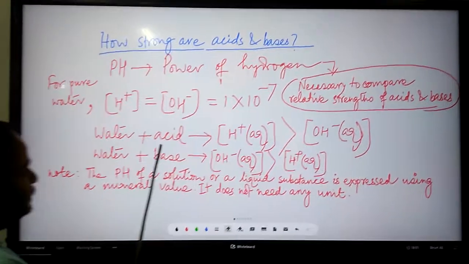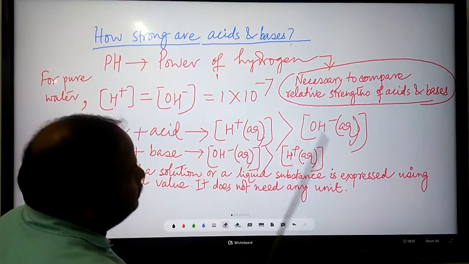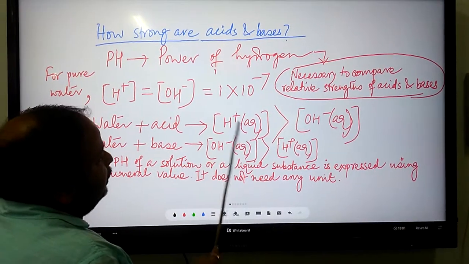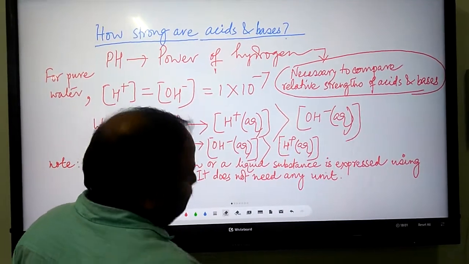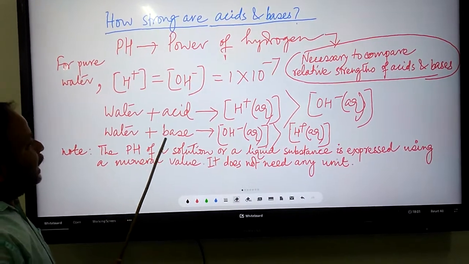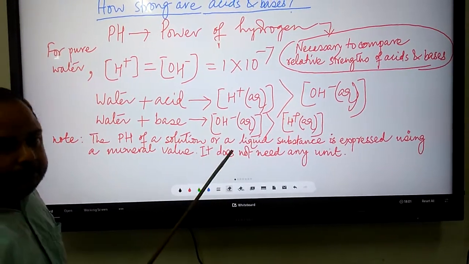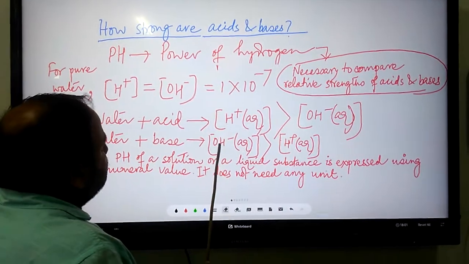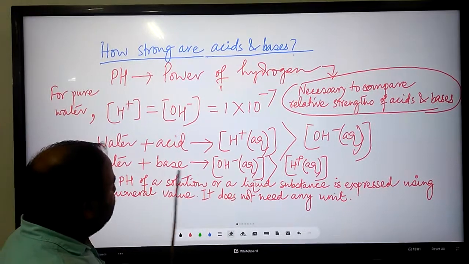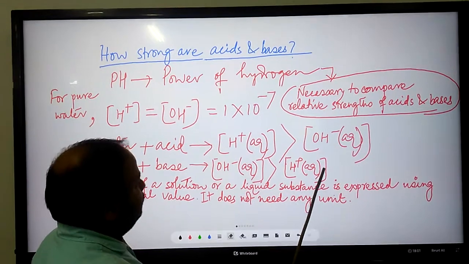But when we add acids to water, the acid produces more number of hydrogen ions, due to which in the solution of an acid, the concentration of hydrogen ion becomes more than that of hydroxide ion. Similarly, when we make the solution of a base, we add base to water. When we do that, the base produces hydroxide ions in the solution, due to which in the solution of a base, the concentration of hydroxide ion becomes more than that of hydrogen ion.